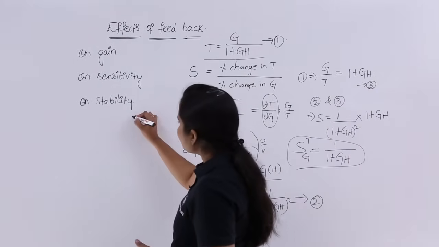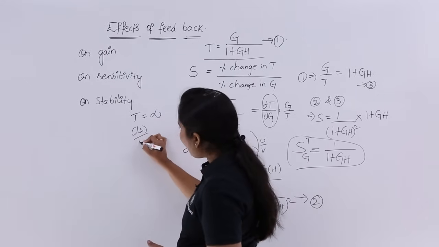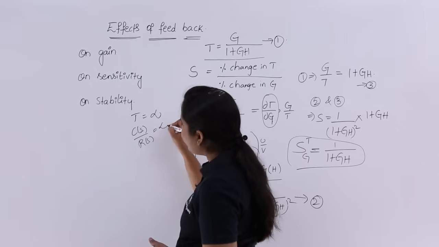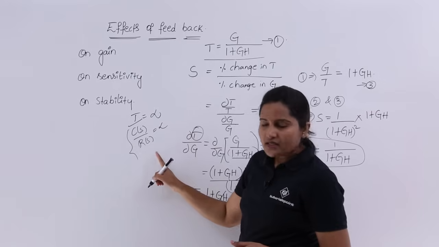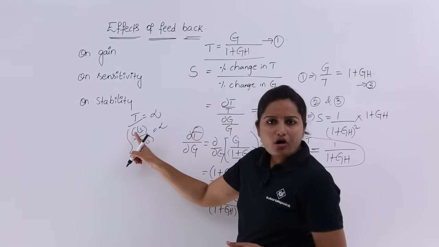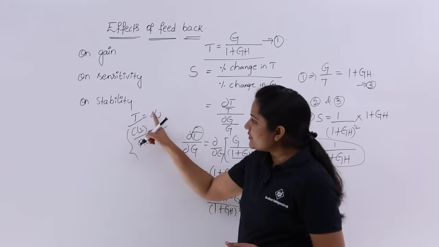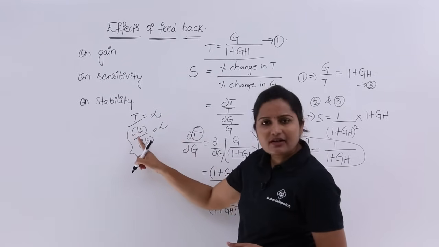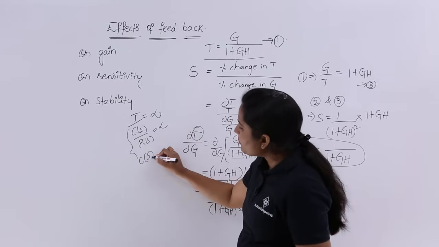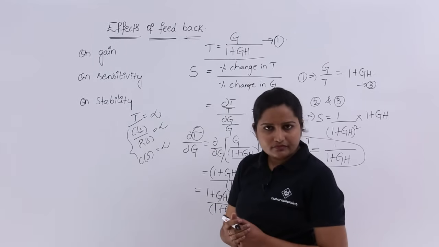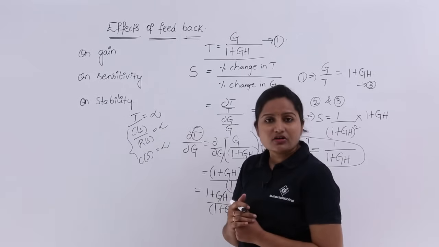If your transfer function, C of s by R of s, is equivalent to infinity. Transfer function is nothing but C of s by R of s. C of s is equivalent to output transform, R of s is equivalent to input transform. If C of s by R of s is nothing but infinity, that implies your output is equivalent to infinity. When you are not having control on that system, you can say that system is not stable.